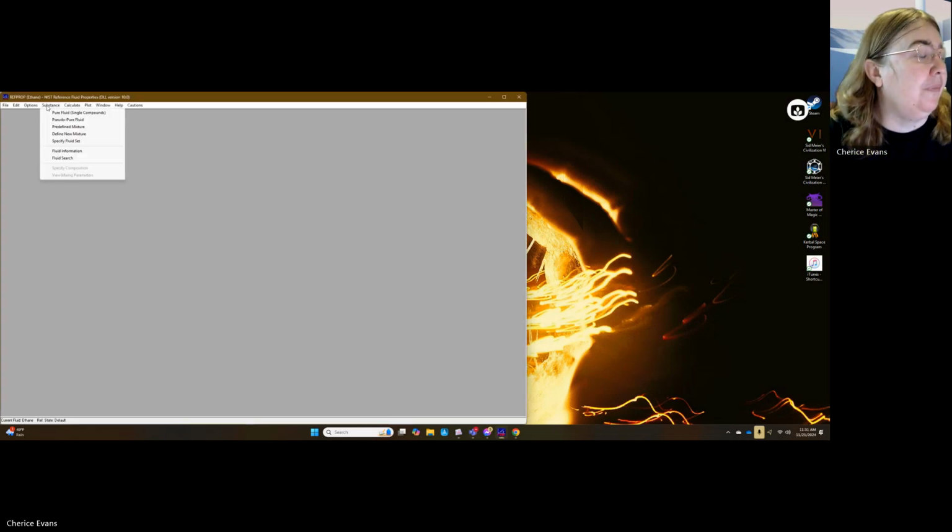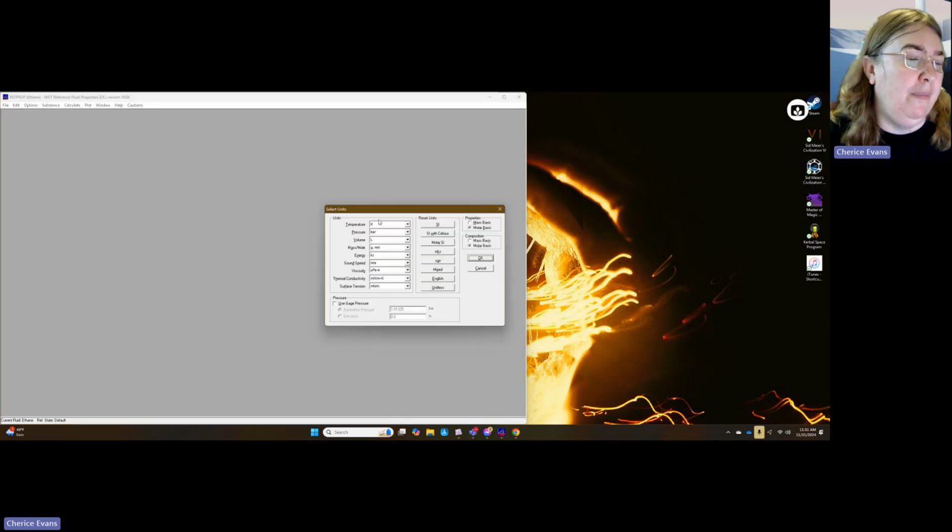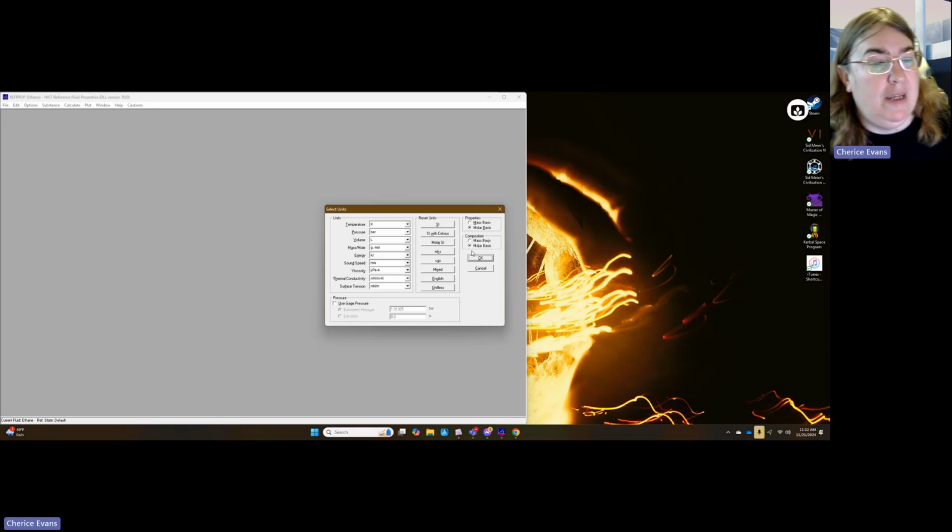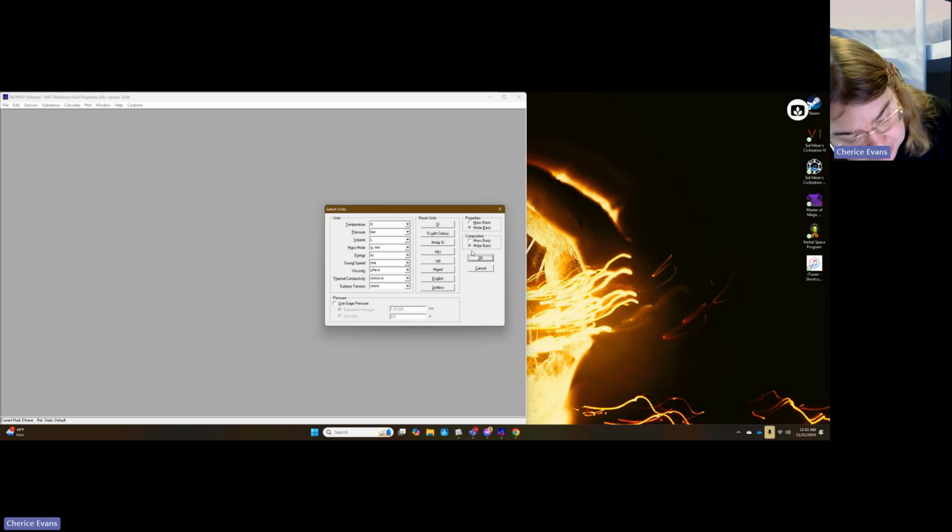Now, first thing I'm going to do is make sure my units are okay. So my units should be Kelvin, bar, liter, gram, mole, kilojoules, molar based. So those are the units we're going to be working in for this course. So Kelvin for temperature, bar for pressure, liter for volume, grams for mass, moles for the amount of substance, and then molar based.